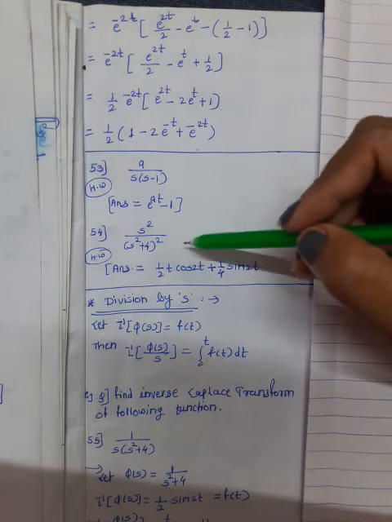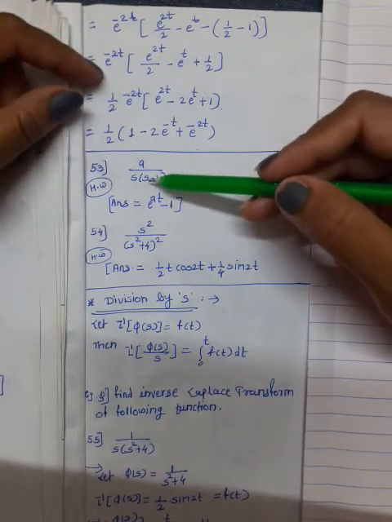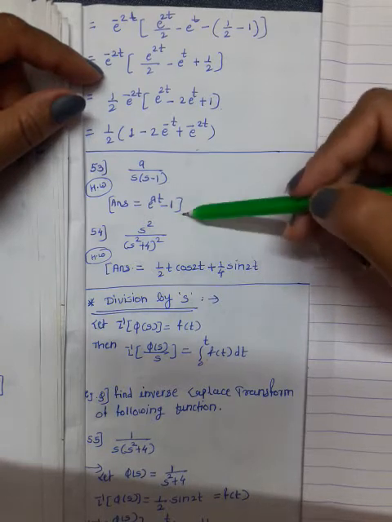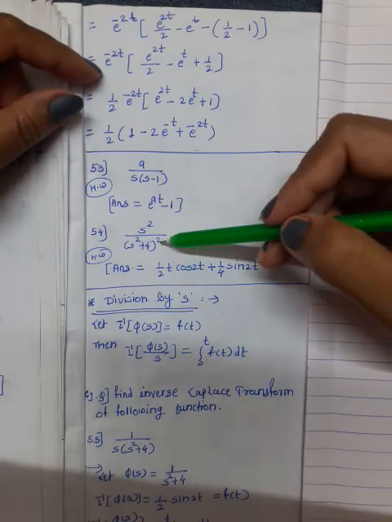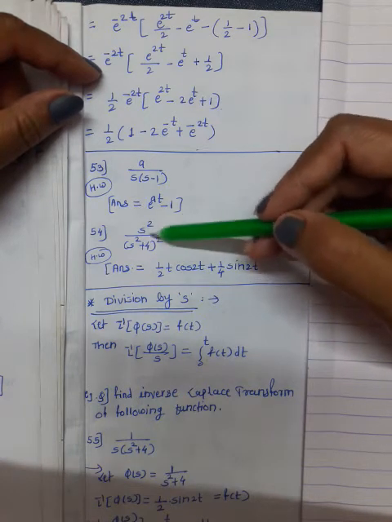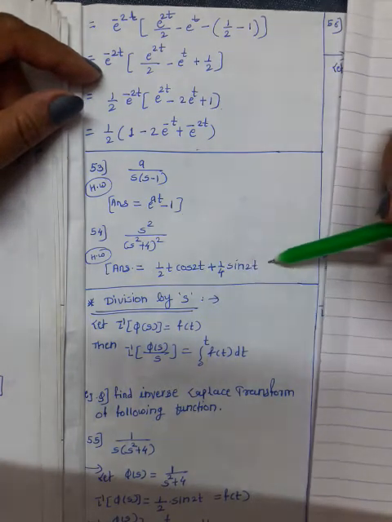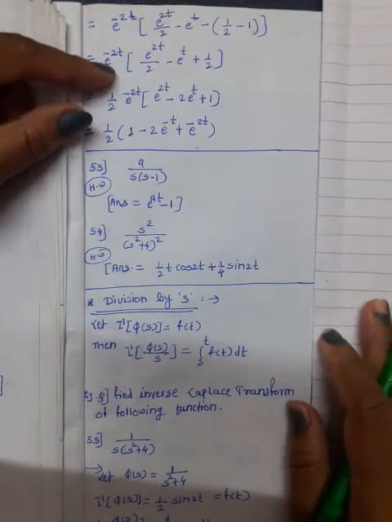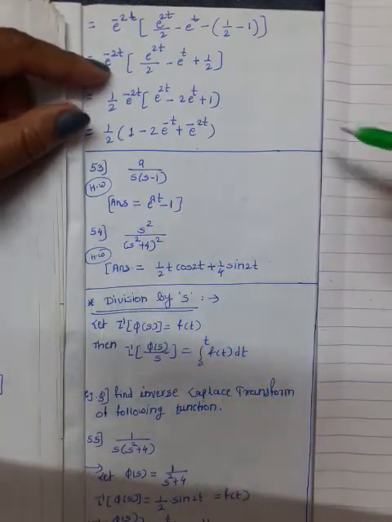Now these are some homeworks for you. This is a upon s into s minus 1. Answer is this. This is the other homework, s square upon s square plus 4 bracket square. Okay, both the functions are same. Answer is this by convolution theorem only. Okay, these are the examples of convolution theorem only.